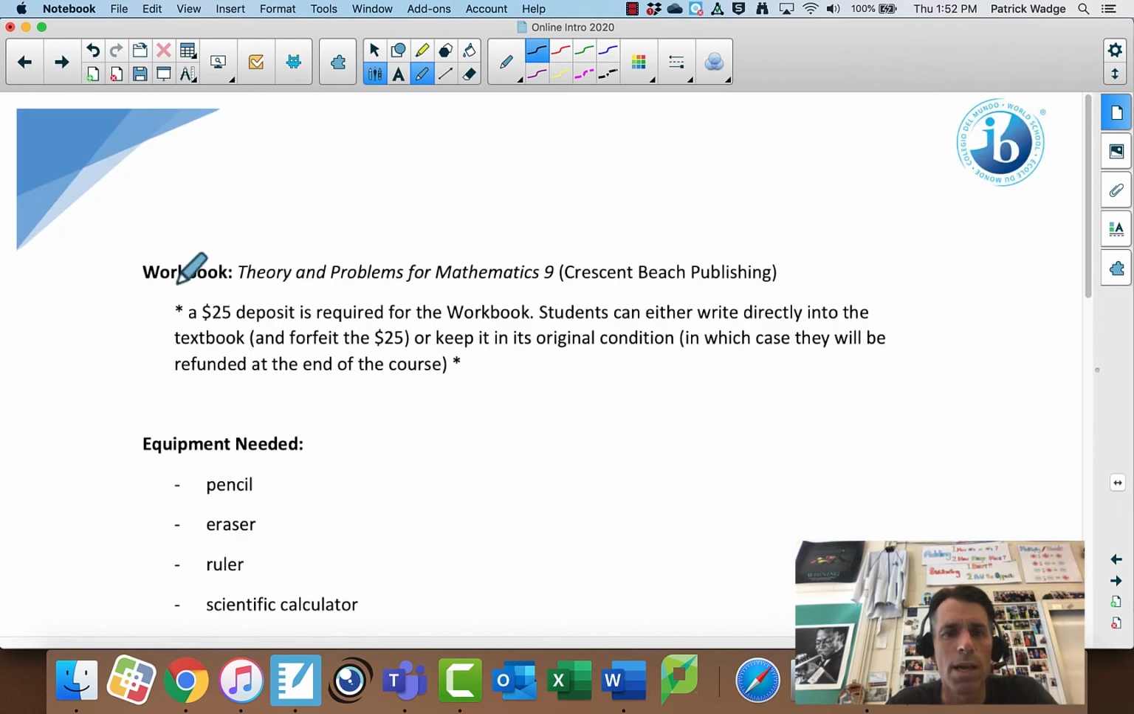So that's your book. Now, if you want to be able to write in it, which is a pretty nice thing to be able to do, you're going to pay $25. And I'm going to keep that money when you write in it. If you don't want to write in it, I'd love to get the $25 from you anyway, and then at the end of the term, I'll give you back the $25 if you didn't write in the book. Most students do choose to write in the book. It's just so much easier to stay organized.